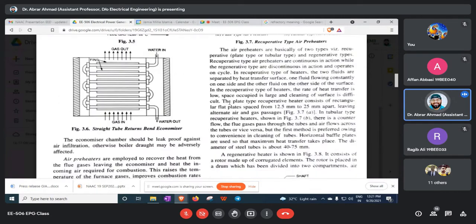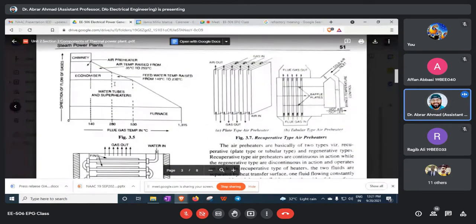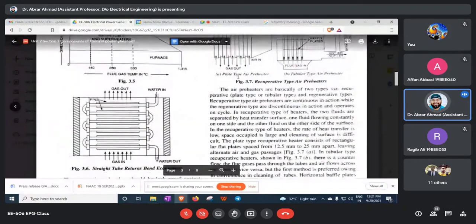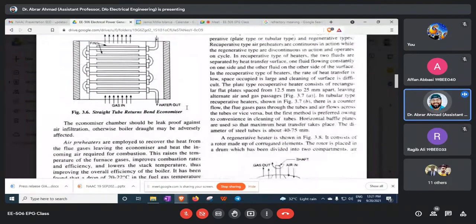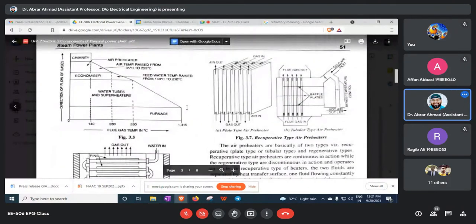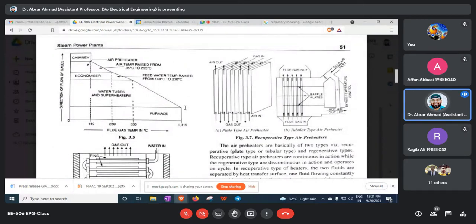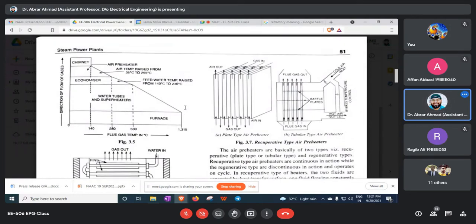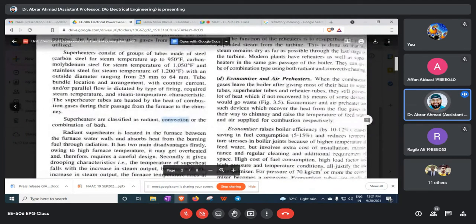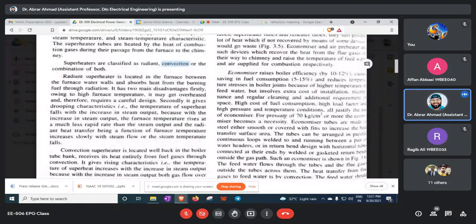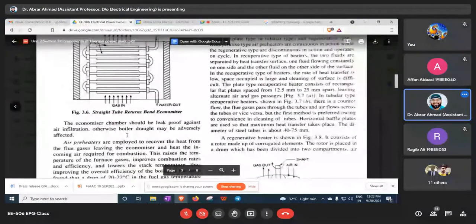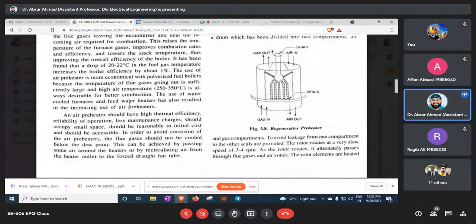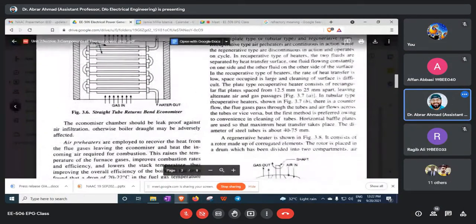So this is the whole. I hope you can understand all these three figures: 3.5, 3.6, and 3.7. So we have air preheaters, we have a straight tube return bend economizer, and we have an understanding of how temperature is varying in the different sections of the boilers. So these discussions are there. Of course, you can study about these details, which we have just read in above mentioned literature. Okay. Any question in that?